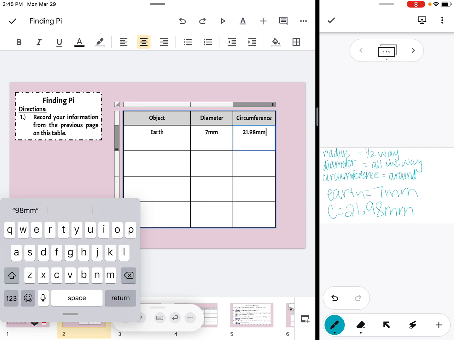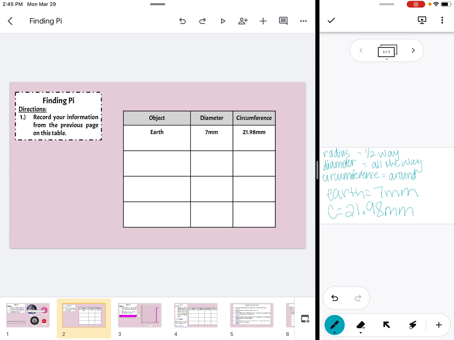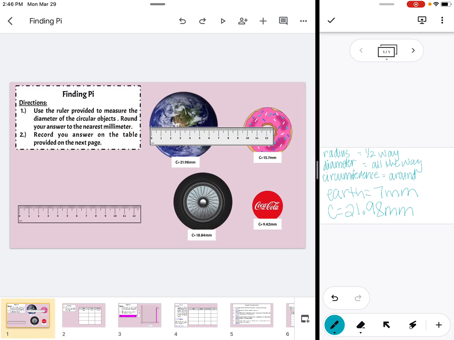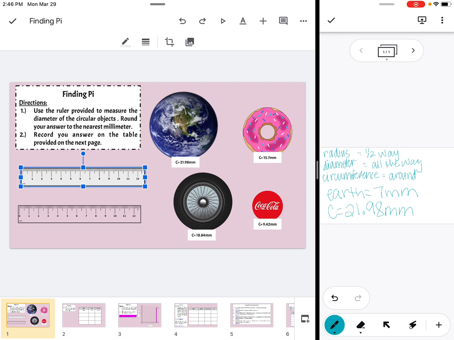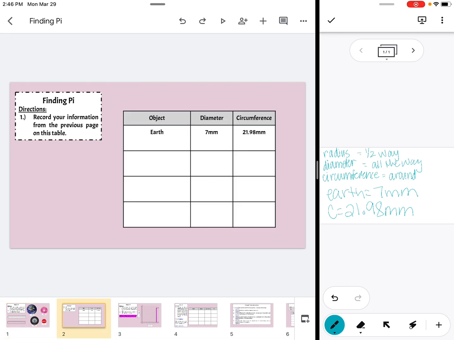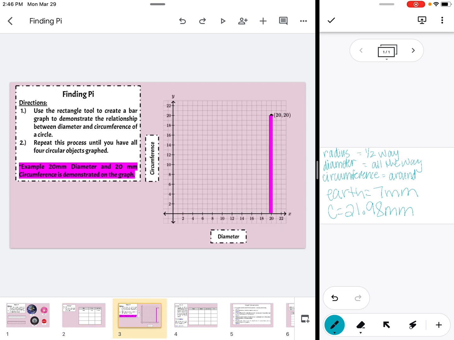Okay, so for the remainder of the examples on your slide number 1, you're going to measure out each one of them. You can use whichever ruler you'd like. You're going to document each one and its circumference, and you're going to add it all on slide number 2. Then the next part is we're going to take that information and make a little bar graph to represent it.